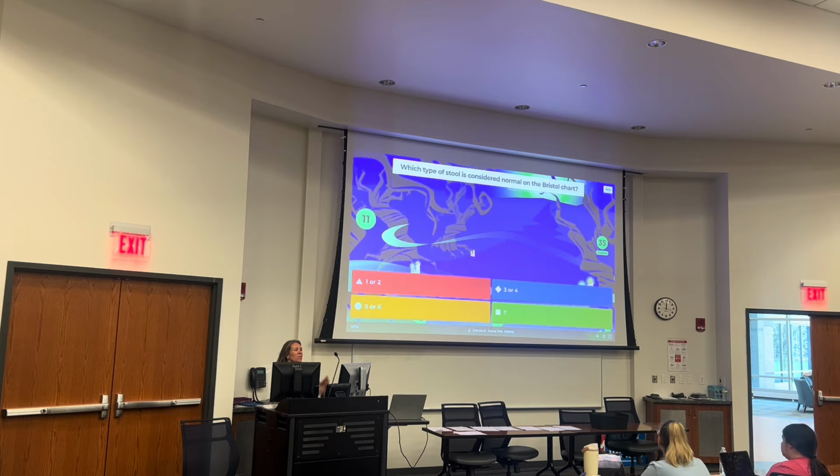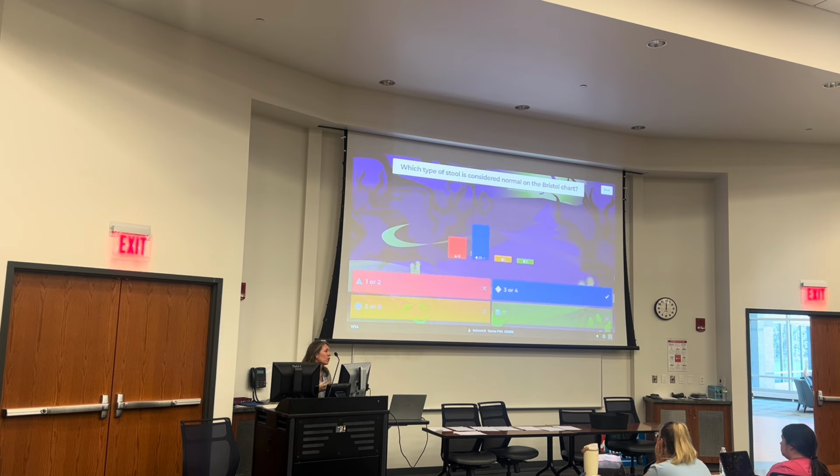Now, the Bristol was that picture of poop, right, in its various forms, from really loose to very constipated. And then right in the middle, the 3 or 4 was the normal soft form. So it should be a 3 or 4.